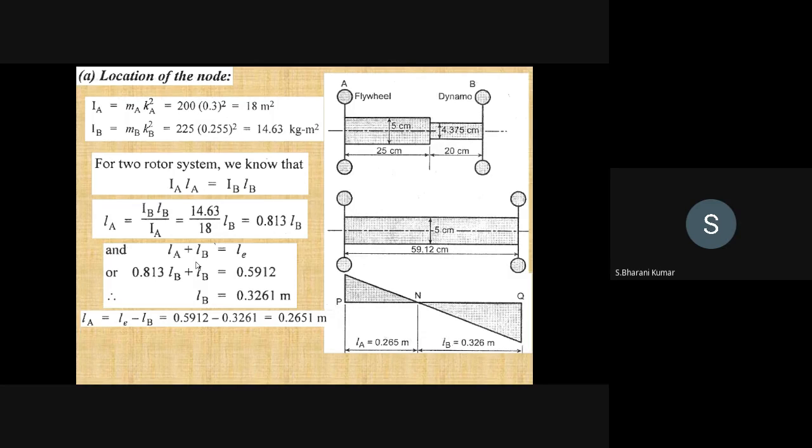Okay, so LA equal to 0.813 LB, plus LB equal to 0.592. So therefore LB equal to 0.3261 meters. Put the value again in this equation, you get the value of LA. LA is equal to 0.2651. So 0.32 is the LB value, 0.26 is the LA value.